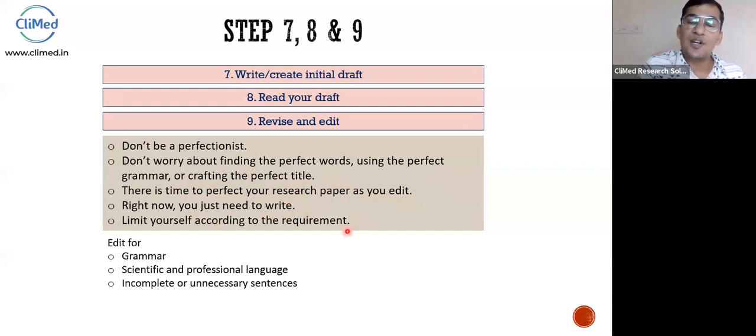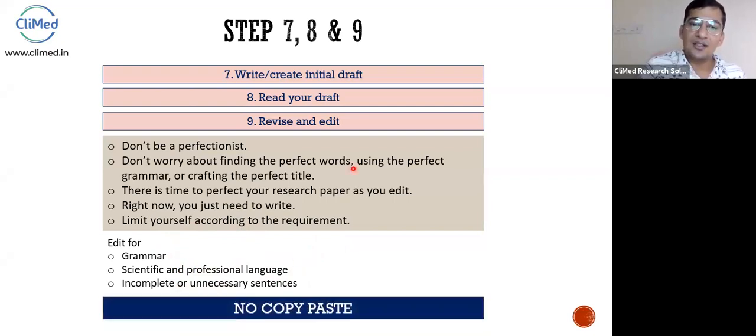Limit yourself according to the requirement of words, according to the requirements of lines, and whatever you have fixed before. Now you will do the editing part. Editing means working on the grammar, the scientific and professional language, and incomplete or unnecessary sentences. If you want to remove something, remove. If you want to add something, add. If you want to check the grammar, check the spellings, the sentence mistakes, the punctuation, everything at this time. In this step only, I mean the writing part only, right?